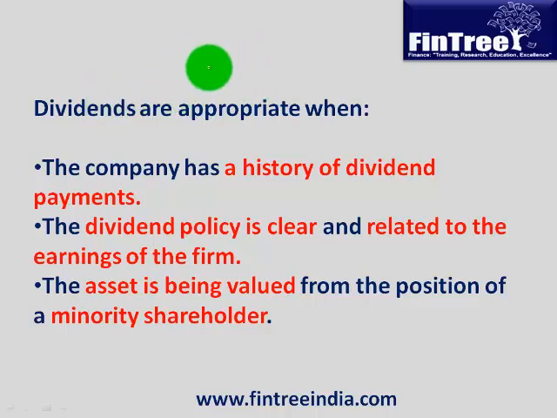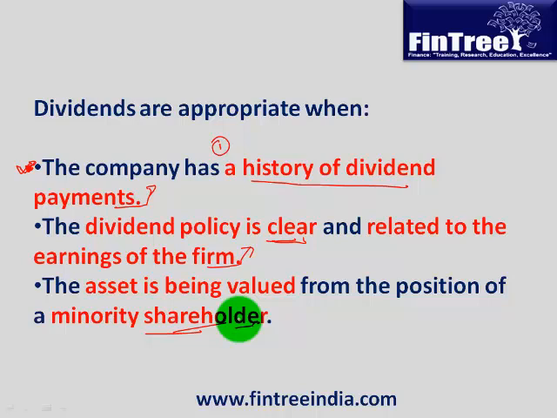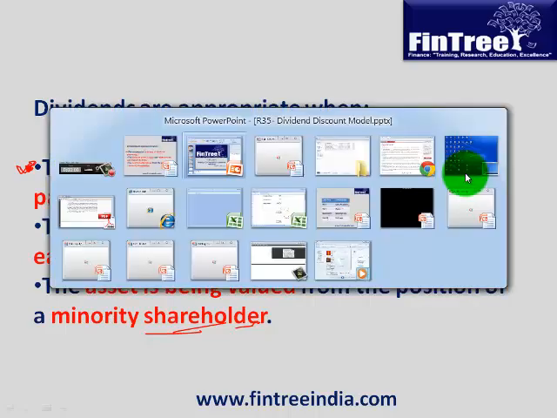So dividends are appropriate for whom, and this is a very interesting point. Number one, a company that has a history of dividend payments. We will discuss this, but just remember this point: the company needs to have a strong history of dividend payment. Number two, the dividend policy is clear and related to the earnings of the firm, which means if the earnings are increasing every year, then the dividend should accordingly increase. Number three, the asset is being valued from the perspective of a minority shareholder, because the dividend discount model doesn't give you a control perspective. So let's look at some interesting set of data.